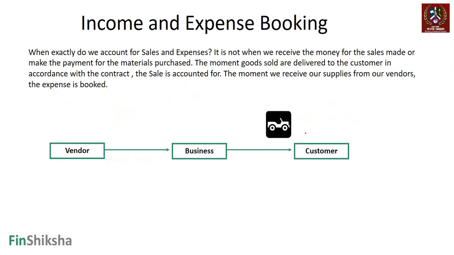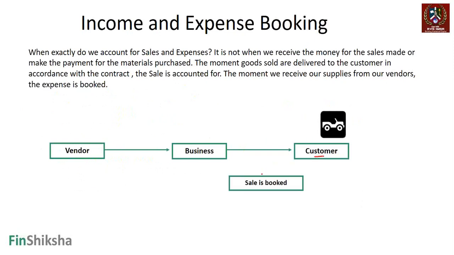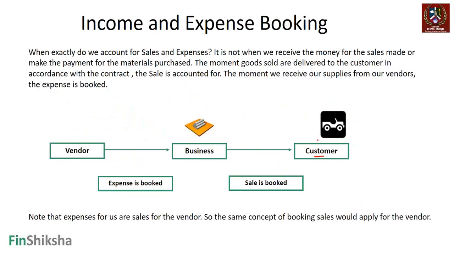When a business sells goods to the customer, the sale is booked. Once ownership has transferred from a vendor to a business, that's when the expense is booked. And when ownership has been transferred from the business to the customer, that's when the sale is booked, right? So broadly, it's when ownership gets transferred, but in some cases that may not be so easy to figure out, right? Ownership transfer is the easiest way to figure out when there is a good or service being offered, but in certain cases that may not be so easy to calculate.